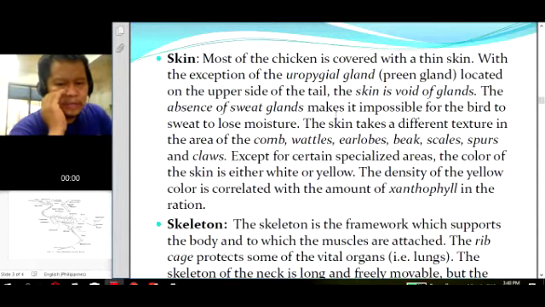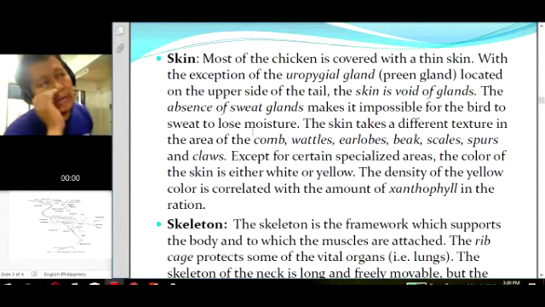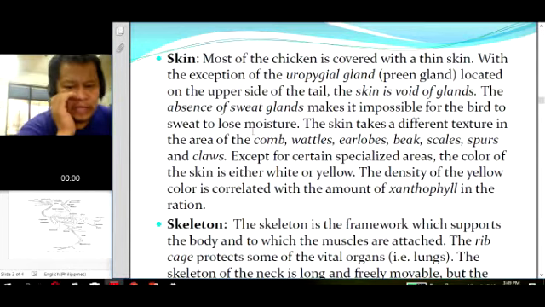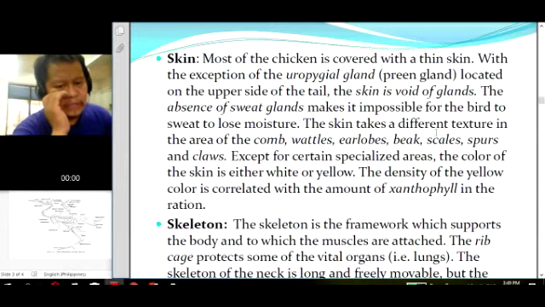The absence of sweat glands makes it impossible for the bird to sweat to lose moisture. So if you touch the chicken, it is hot, because it cannot regulate its heat through excretion of water from the skin, since it does not sweat. So it has no sweating. The skin takes a different texture in the area of the comb.